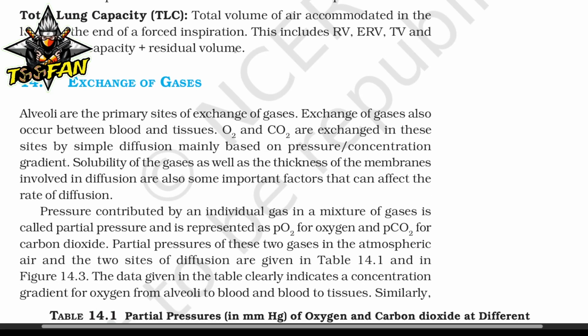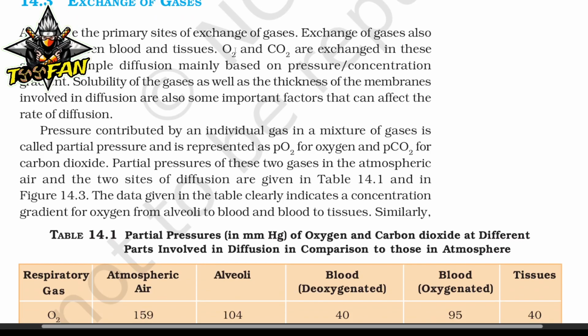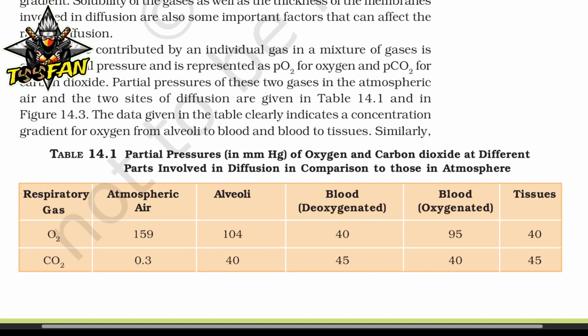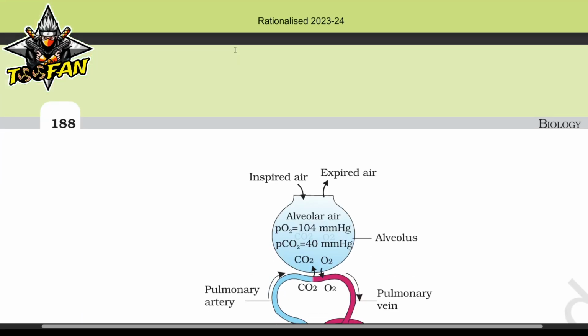Pressure contributed by an individual gas in a mixture of gases is called partial pressure and is represented as pO2 for oxygen and pCO2 for carbon dioxide. Partial pressures of these gases in the atmospheric air and the two sides of the diffusion are given in table 14.1, as you can see, and in figure 14.3. The data clearly indicates a concentration gradient for oxygen from alveoli to blood and blood to tissues.